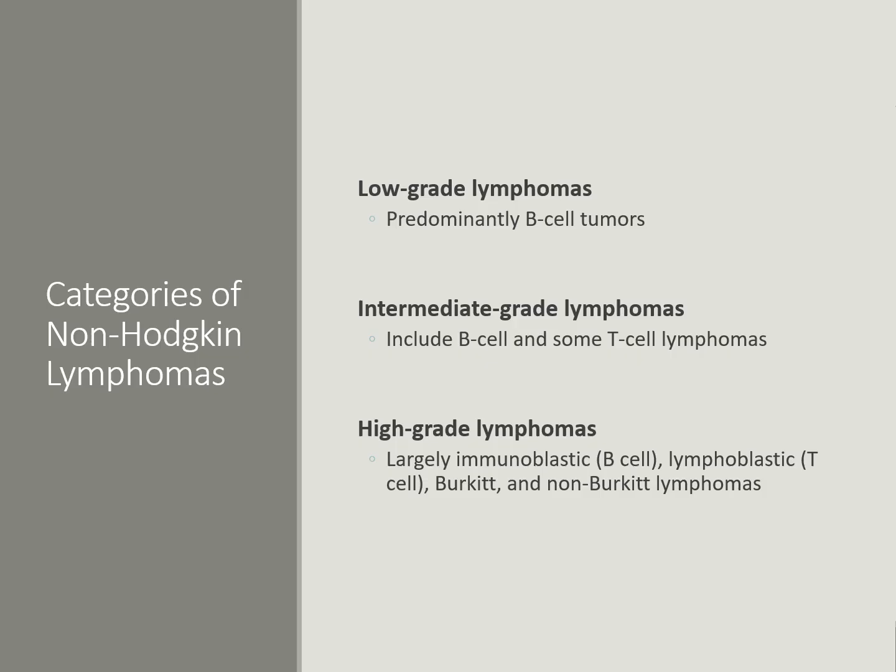We're going to start with some categorization of the non-Hodgkin's type lymphomas. There are low-grade lymphomas, which are predominantly B cell tumors. There are intermediate grade lymphomas, which can include both B cell and T cell lymphomas. And there are high-grade lymphomas, which are largely immunoblastic B cell and lymphoblastic T cell, including both Burkitt and non-Burkitt lymphomas. Low-grade lymphomas may progress to more aggressive types, but they usually present with painless lymphadenopathy that's either isolated or widespread.